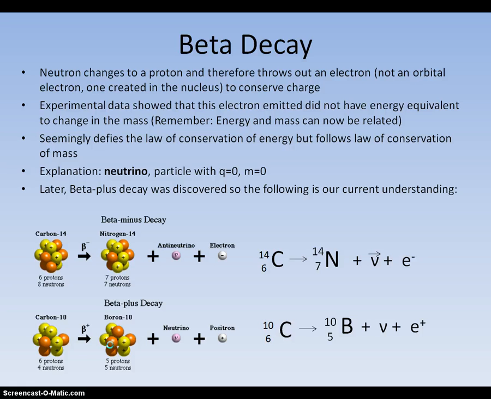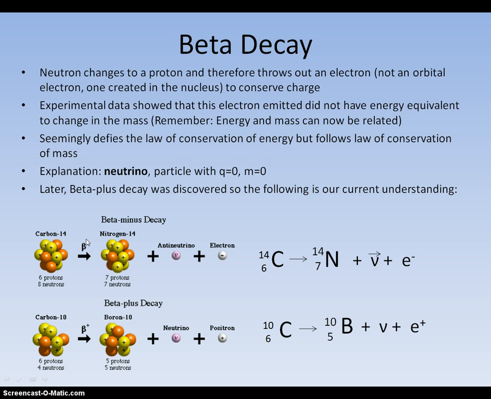Because if you become positive, somehow you got to get rid of some negative stuff if you're originally neutral. Okay? And so the experimental data showed that after an electron was emitted, and this is not an orbital electron, not an electron that's out in the shells, it's an electron that's created inside of the nucleus. It's different than the electrons in the shells. But what we saw was that when an electron was emitted, it didn't have energy equivalent to the change in the mass of the atom.